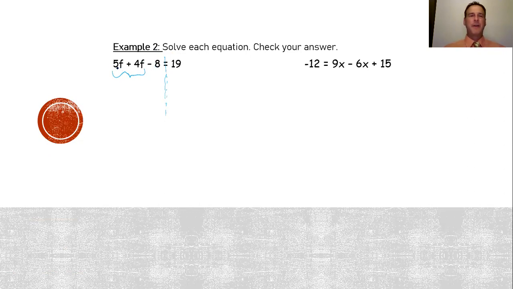If I have 5 f's, look, there's 5 f's, and I add to that 4 more f's, how many f's do I have total? If I add all these up, well, it looks like I have 9 f's. Minus 8 equals 19.